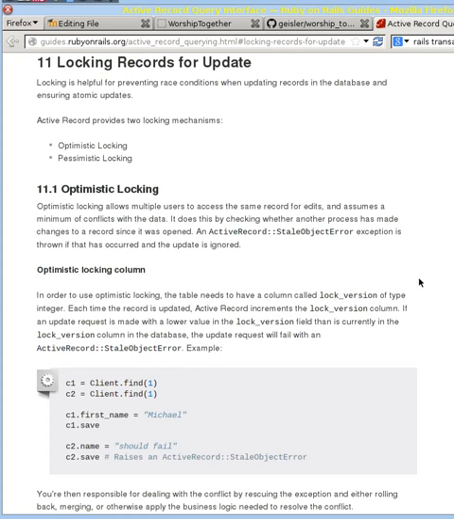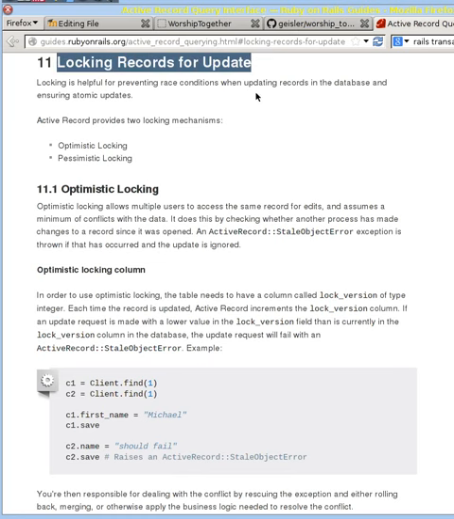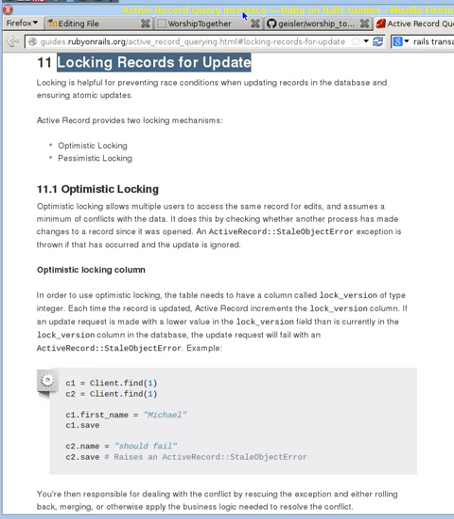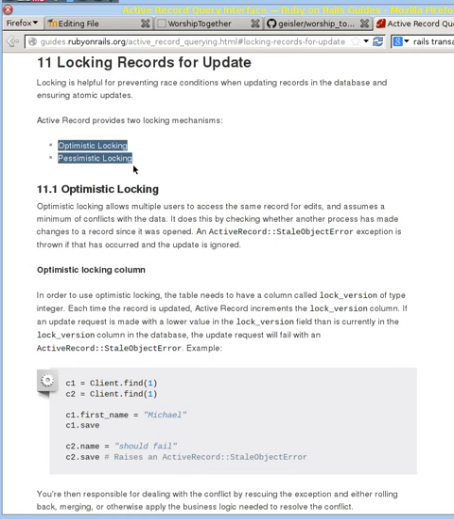Now that we've seen the ACID properties for a database, let's look at how Rails tries to help out with it. And the key is here, these locking records for update. In general, a database is going to want to provide exclusive access to what you're working on, and that will provide all of the different atomic and isolation properties that you want to see. And so there are two possible solutions that Rails provides, and these are optimistic locking and pessimistic locking.